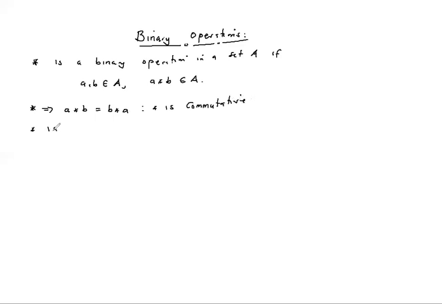Then star is associative if, when I get A star, B star C, so I act B and C, what I get I act on A, I get the same thing as starting with A and B and then extending to C. Then we say star is associative.